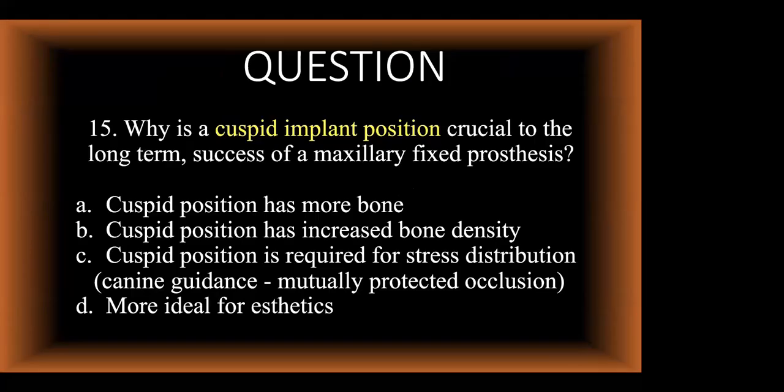Why is that? Next question. Why is a cuspid implant position crucial to the long-term success of a maxillary fixed prosthesis? Is it because a cuspid position has more bone? Cuspid position has increased bone density? It's required for stress distribution because of canine guidance and mutually protected occlusion? Or is it more ideal for aesthetics? So question is, or answer, is it A, B, C, or D?